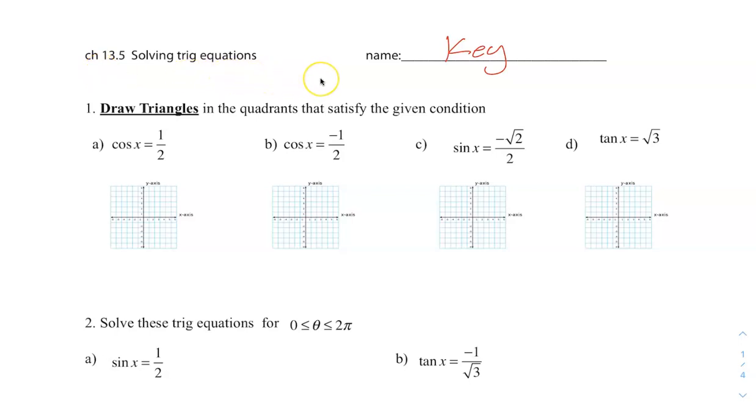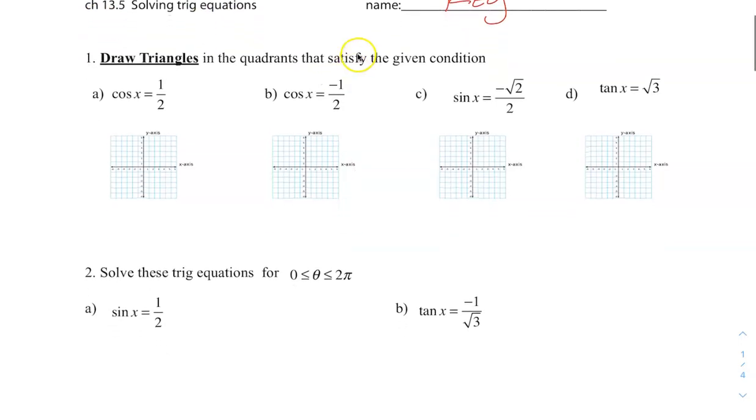13.5, solving trig equations. So let's go over this worksheet. First one, draw triangles in quadrants that satisfy the given condition. This is all about All Students Take Calculus. Remember the way this works? All trig functions are positive in quadrant 1, and then it's all about what trig function you're doing. Sine, tan, or cosine will be positive in the corresponding parts.